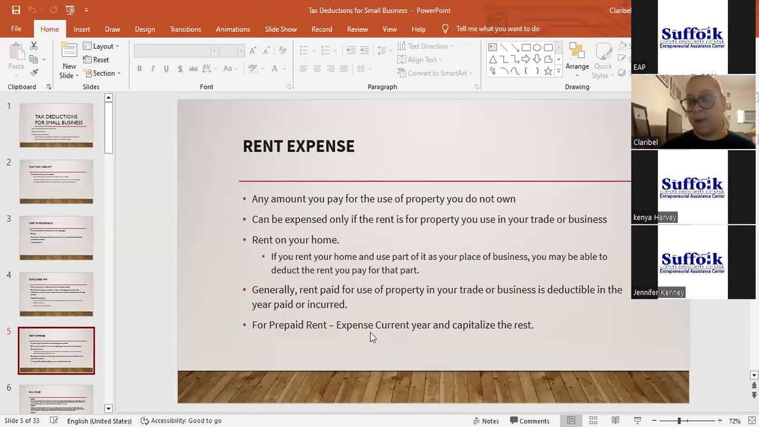If you have, let's say, a lease where you prepaid rent, like you rented a building for your business and you prepay, let's say, 5 years of the lease, you would expense the first year, and you'll capitalize the other 4 years.